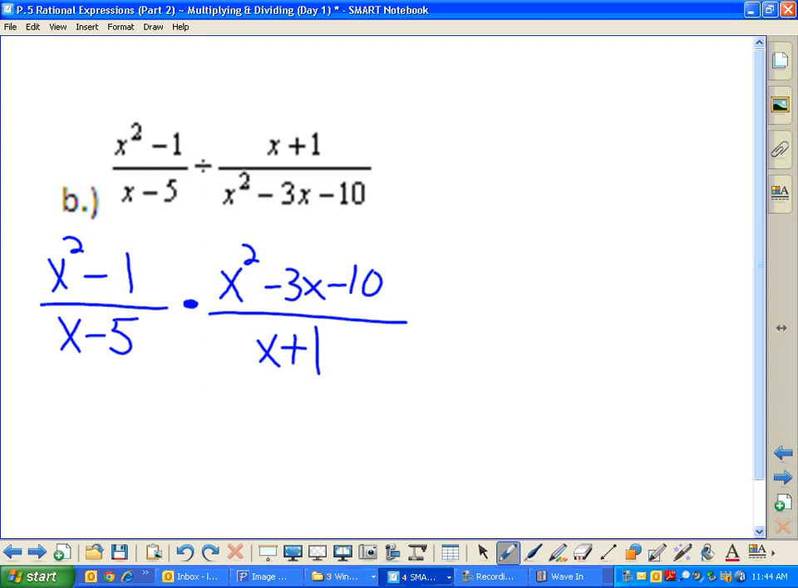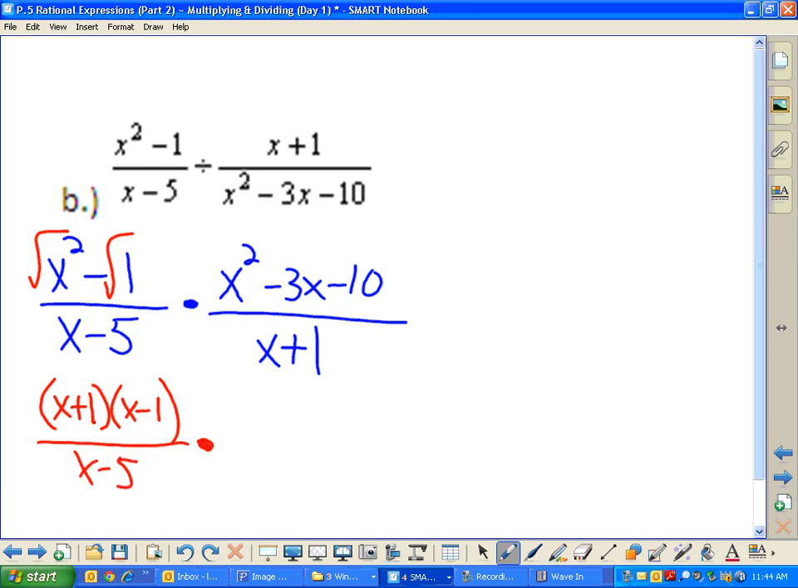Okay, so I rewrote it as a multiplication problem, and the next step I just factor everything that's there. So I'm going to take a moment now to factor x squared minus 1. I know that I could run my square root method on that because it's a difference of 2 perfect squares. X minus 5 doesn't factor. X squared minus 3x minus 10.